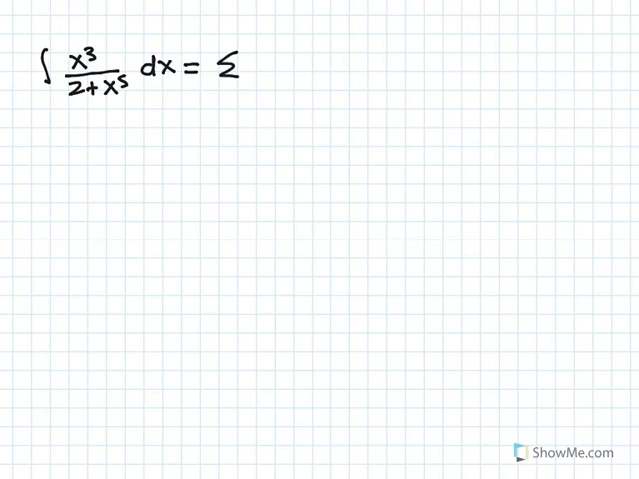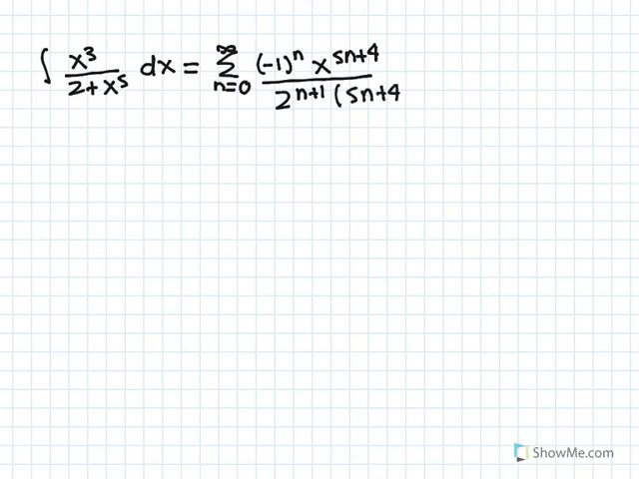This is the summation from n equals 0 to infinity of (-1)^n times x^(5n+4) divided by 2^(n+1) times (5n+4), plus c. Now let's expand term by term.